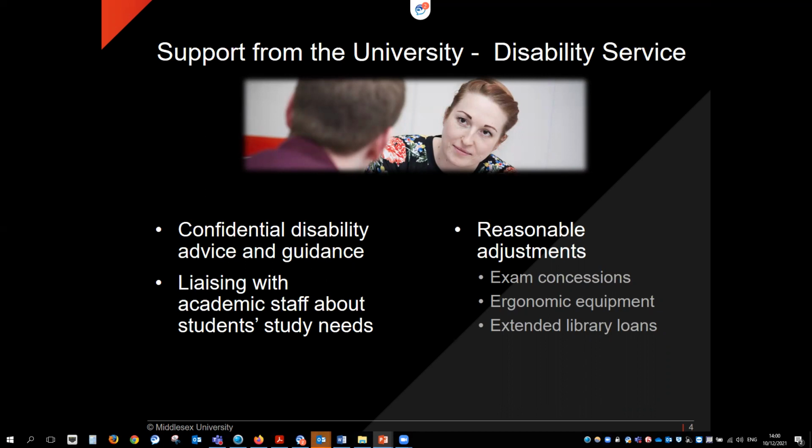So disability advisors will talk to students to decide what kind of reasonable adjustments are available to them for their specific course and their specific condition. And we'll put a plan together with the student, and this plan will be shared with the relevant teams within the university on a need-to-know basis, and of course with the student's permission.